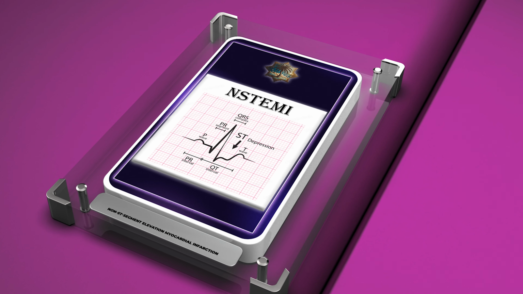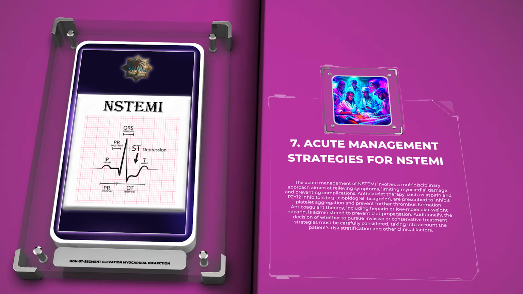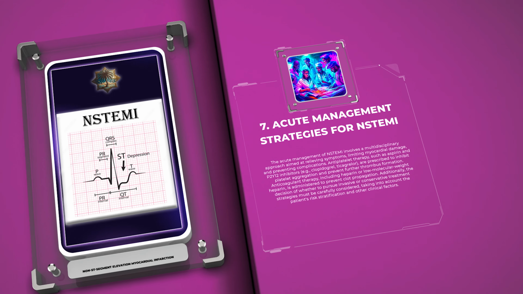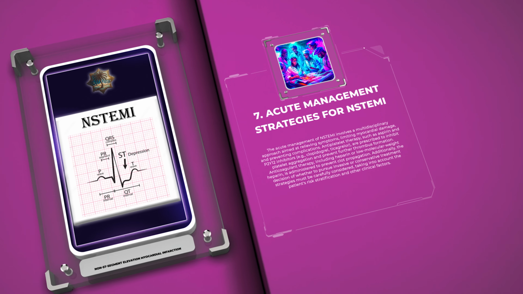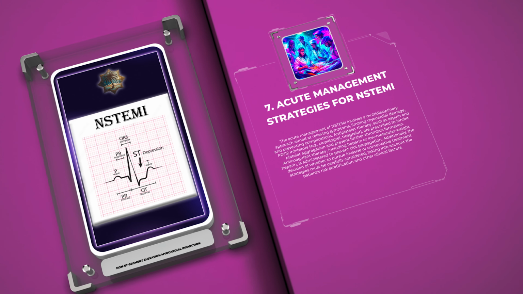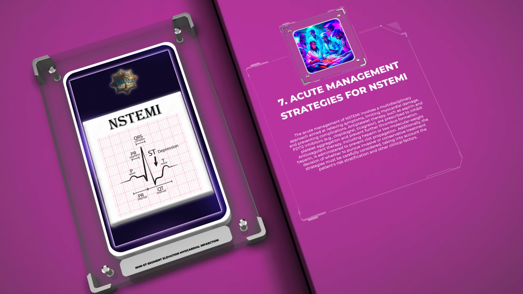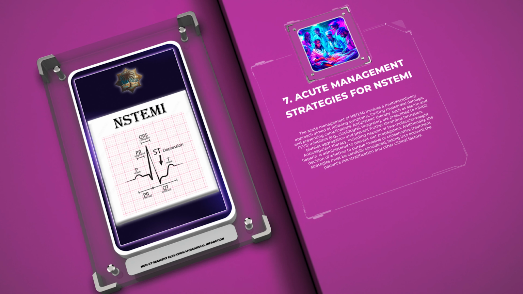The acute management of NSTEMI involves a multidisciplinary approach aimed at relieving symptoms, limiting myocardial damage, and preventing complications. Antiplatelet therapy, such as aspirin and P2Y12 inhibitors, for example, clopidogrel, ticagrelor, are prescribed to inhibit platelet aggregation and prevent further thrombus formation. Anticoagulant therapy, including heparin or low molecular weight heparin, is administered to prevent clot propagation. Additionally, the decision of whether to pursue invasive or conservative treatment strategies must be carefully considered, taking into account the patient's risk stratification and other clinical factors.